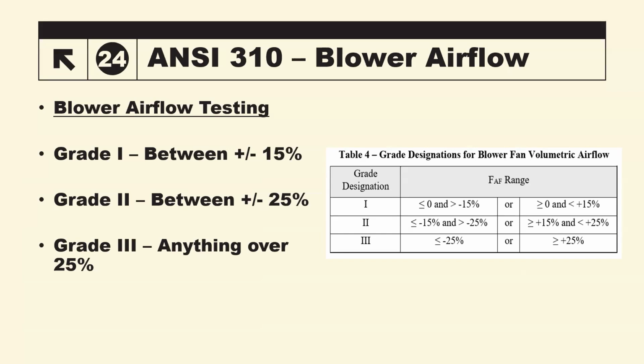But as we see here, grade 1 is anywhere between plus or minus 15% difference. Grade 2 is anywhere from plus or minus 25% difference. And then anything over 25 is grade 3. And as we said before, and I said I wouldn't keep saying it, but if we hit grade 3 with this, then we pause here and we have corrections made to get to that next step.